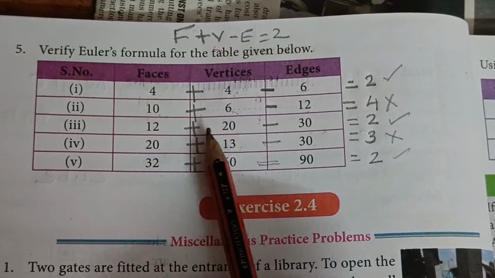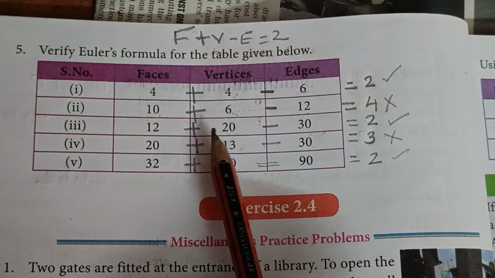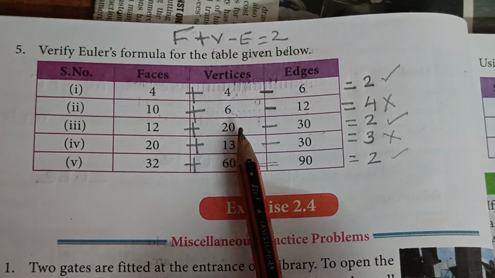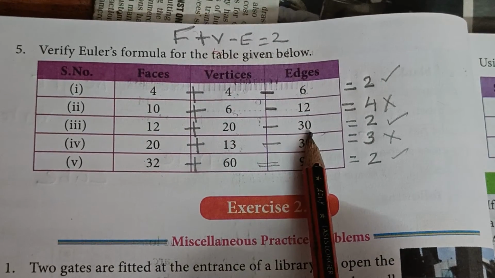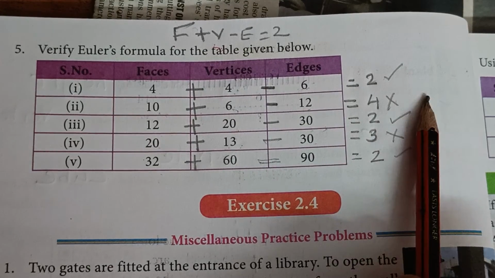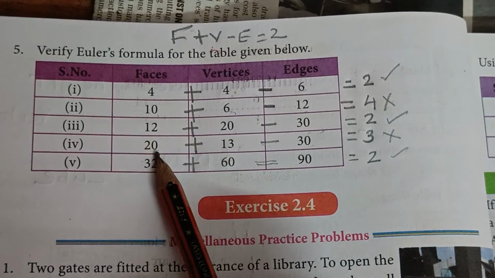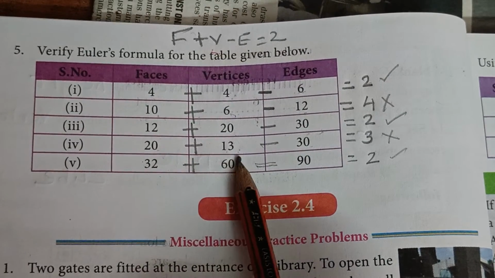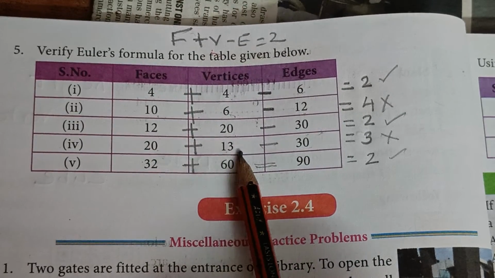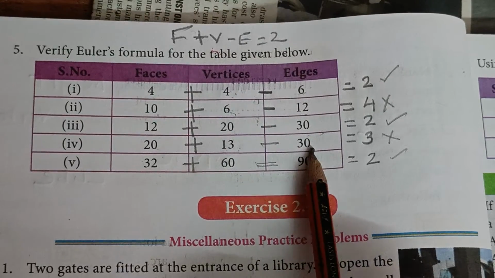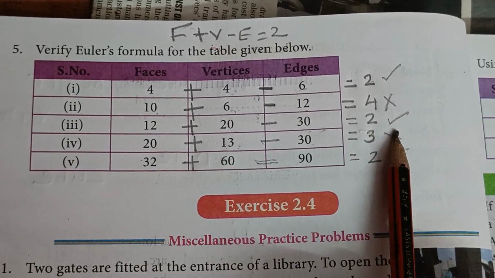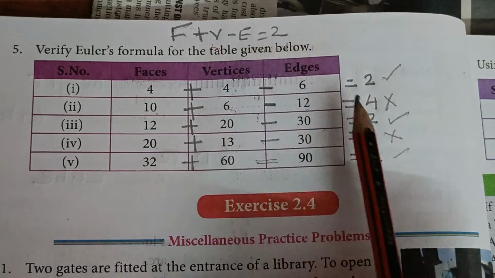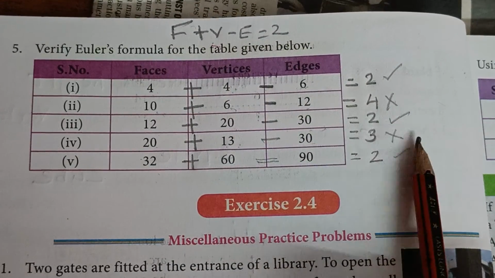Then 12 plus 20, how much? 12 plus 20 is 32. 32 minus 30 is 2. So Euler's relation is true. Then 20 plus 13, faces plus vertices. 20 plus 13 is 33. 33 minus 30 is 3. So this is false. Why is it false? Because in the relation, your answer has to be 2. If it is a number other than 2, then it is false.